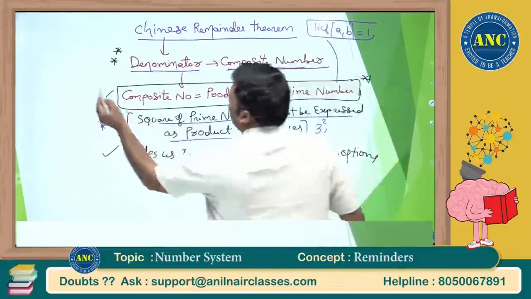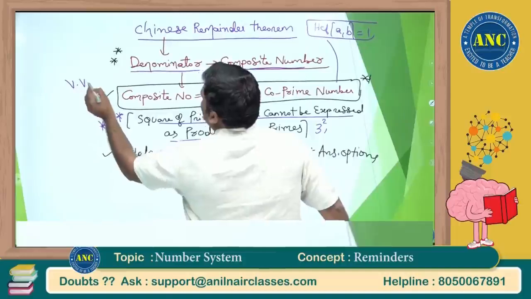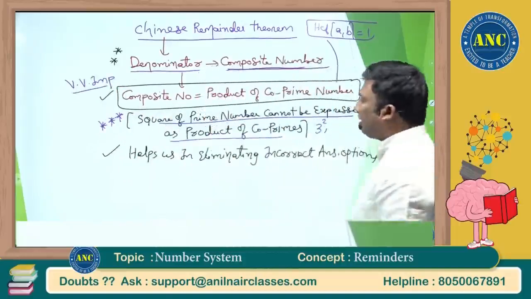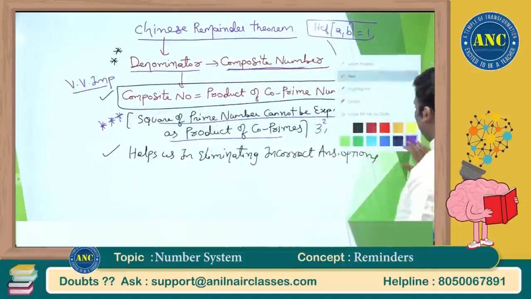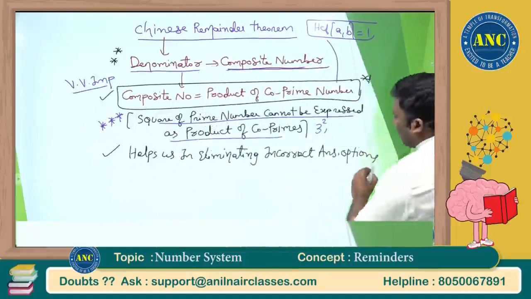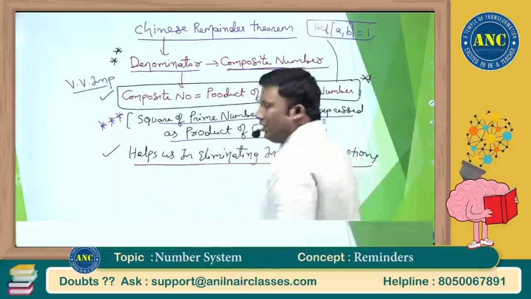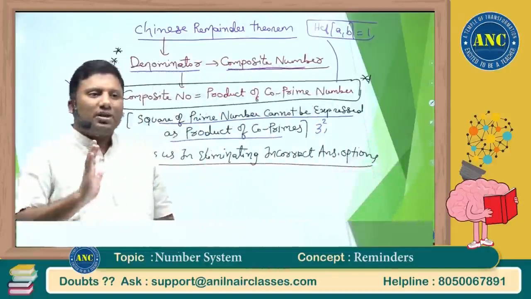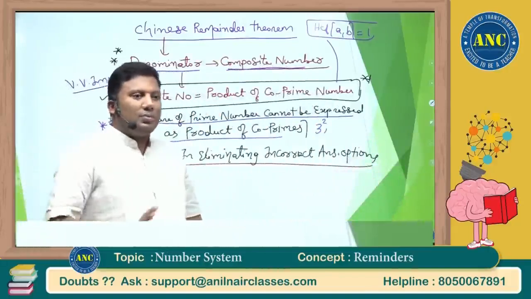Very, very important key point: if the denominator is a composite number, write the number as a product of coprimes. Please underline this one. It helps us in eliminating incorrect answer options.